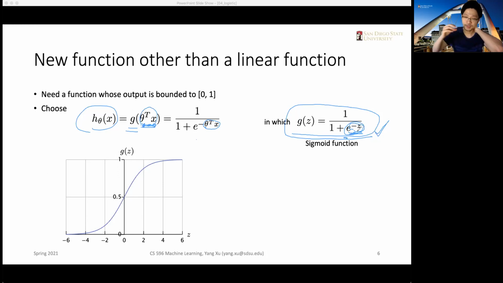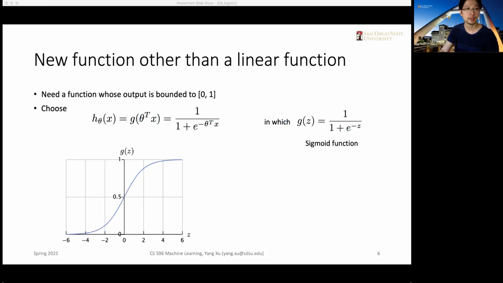And on the other side, if z is a very small negative number, then the whole output of this sigmoid function will approach 0. So generally, if you plot the outputs of the sigmoid function, it will be an S shape. On the left half, when the input is smaller than 0, the output is always below 0.5. And on the right, when the input is positive, the output is always above 0.5. So you will see a very smooth shape of this sigmoid function.